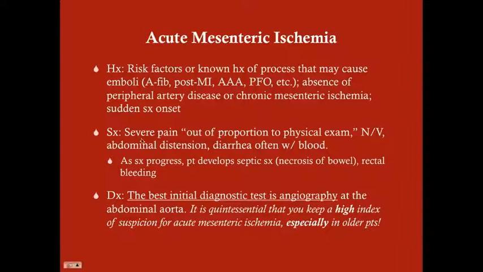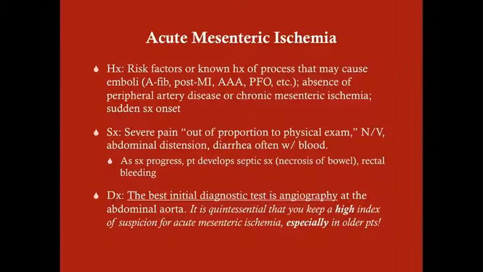Now, I want to point out, probably didn't refer to it earlier, but with this severe pain that you see in acute mesenteric ischemia, a lot of times this is not responsive to even some of your strongest painkillers. So you could give the patient morphine, and a lot of times they're still going to have their abdominal pain.